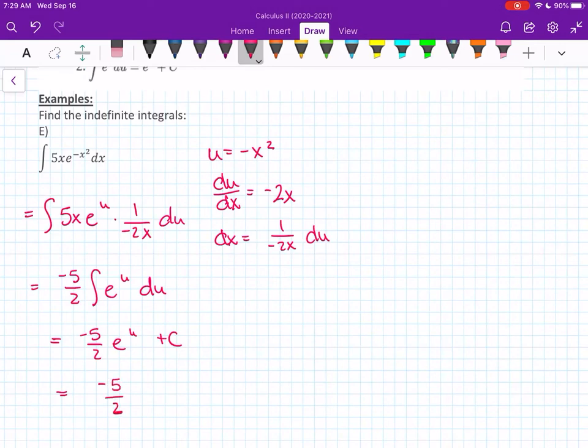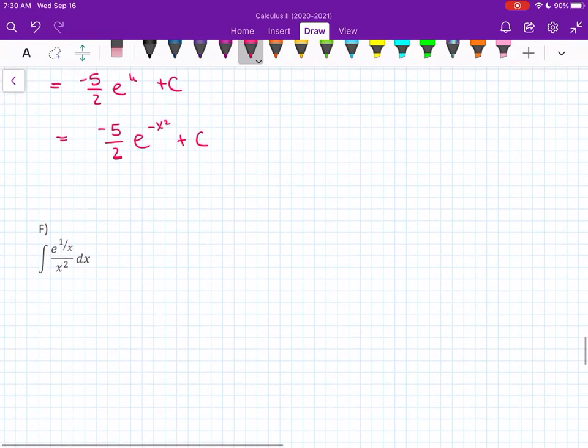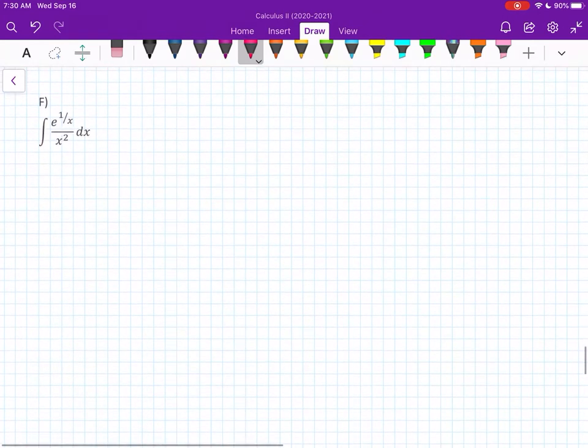So I had u equals negative x squared, so I get e to the negative x squared plus c. All right, great. Let's try the next one. Next one, integral of e to the 1 over x squared dx. And so for this one, I don't think it matters.